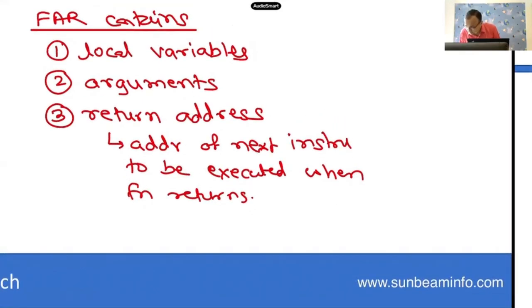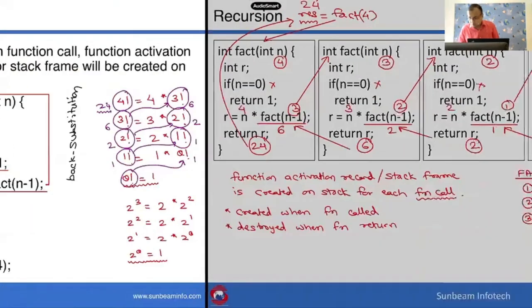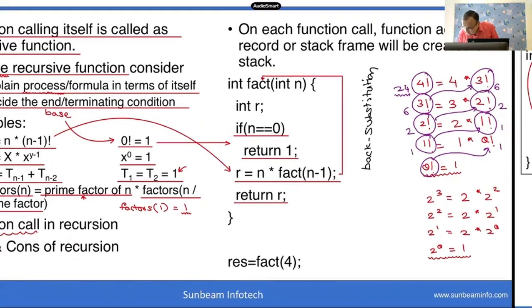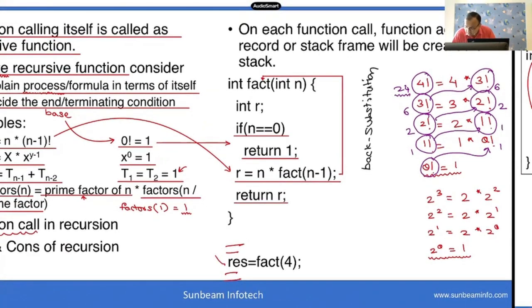And this is always the address of the next instruction after the function call. So what I am saying is, if this is the code of main, and when I call this function from inside main for the first time, at that time the address of the next instruction is nothing but what I call the return address.